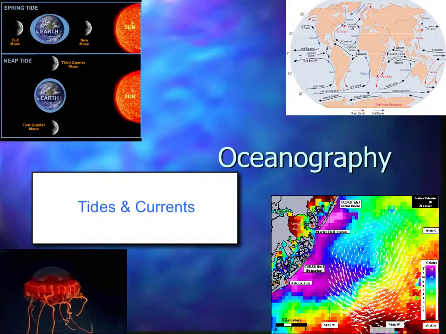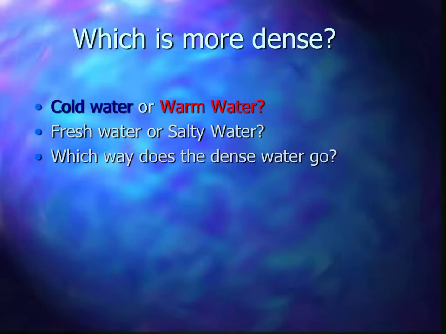Okay, here's the second set of our video notes in our oceanography unit, this one being on tides and currents. To start off with, a little bit more about some of the properties of water. This one more specifically, we're going to be talking about the density of water.